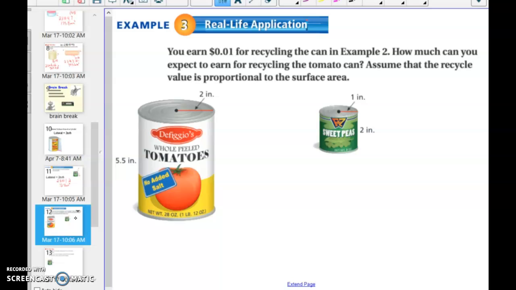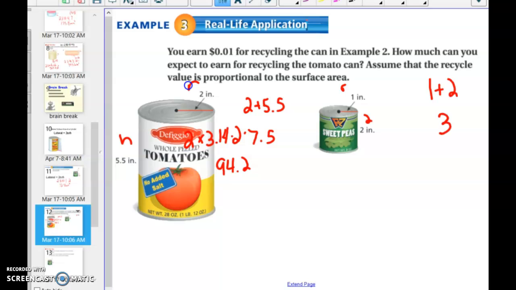So we have a radius here of 2, a height of 5.5. So I would do 2 plus 5.5, which would be 7.5. 2 times 3.14 times 2 times 7.5 gives me a total surface area of 94.2. Now for the sweet peas can, I haven't found the surface area for this one yet. I did find the lateral, but I didn't find the surface area. I would have to add 1 plus 2, which is obviously 3. And then it would be 2 times 3.14 times 1 times 3, which would give me a total surface area of 18.84.